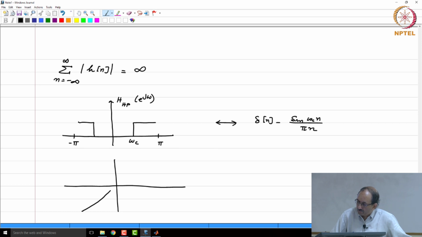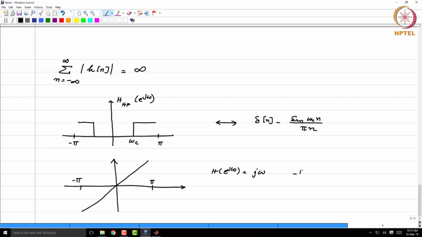Therefore, this is your ideal differentiator's frequency response. So, this is h of e to the j omega being j omega between minus pi and pi. So, I want you to find h of n. It is a very simple integral. You have to use the udv formula.